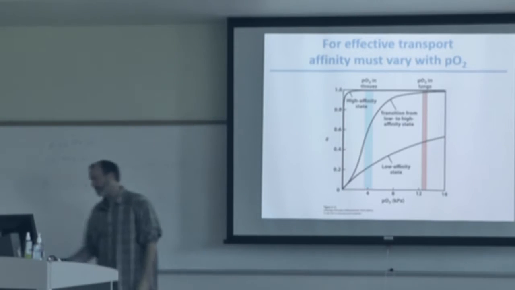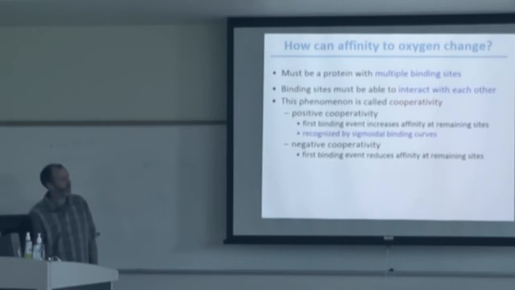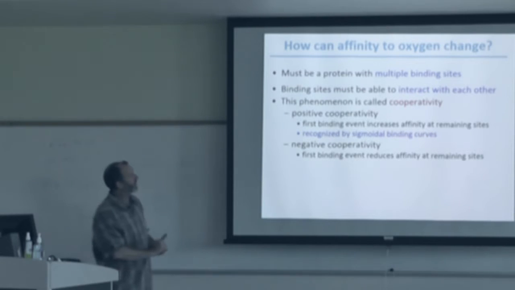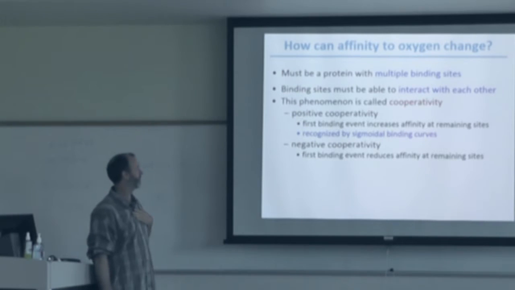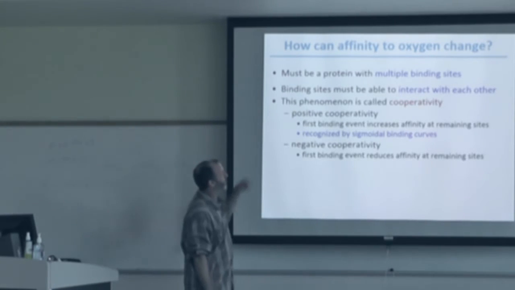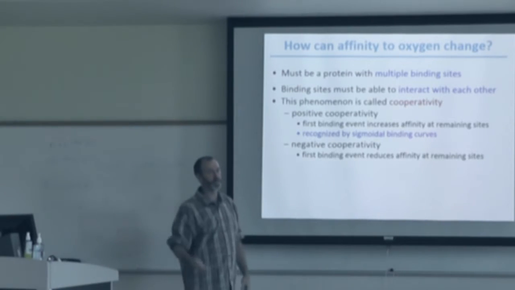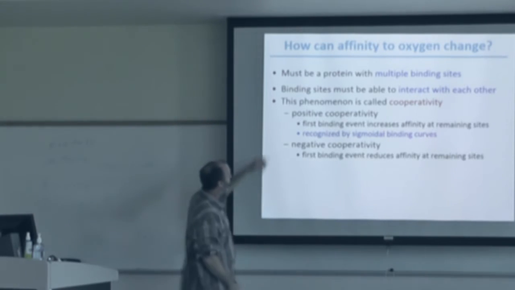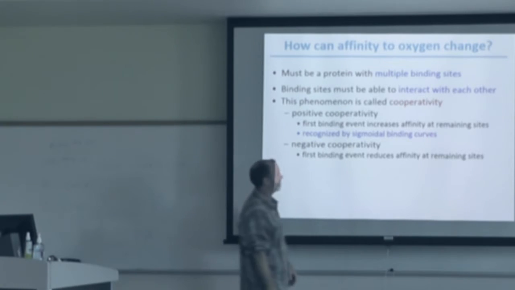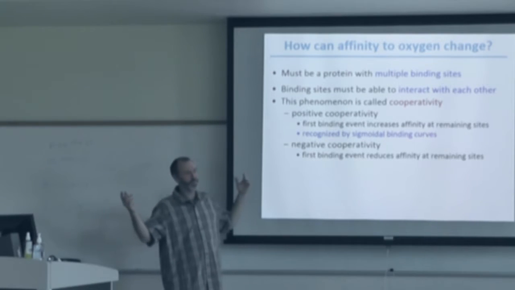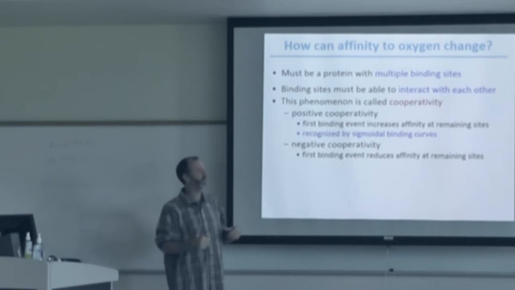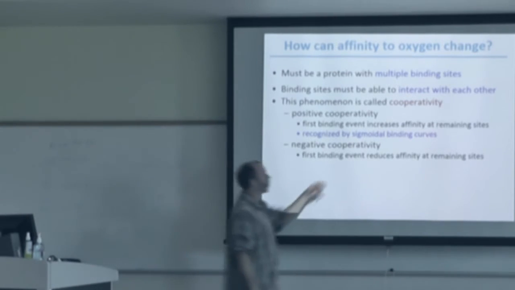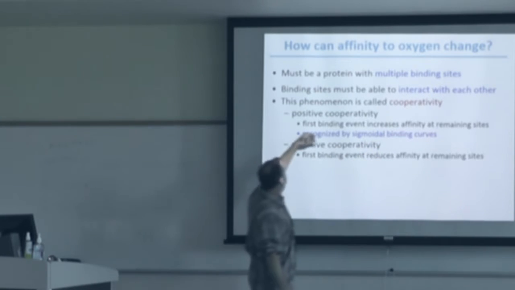I think I got more pictures, better slides. So how can affinity to oxygen change? Boy, I jumped way ahead of this last slide. So binding sites, you have multiple binding sites. Hemoglobin has how many binding sites? Yeah, 4. So binding sites must be able to interact with each other, and I already told you that they do. Right? When you get binding at one site, it changes the shape of all the other sites. So they all are cooperative in their binding to oxygen.